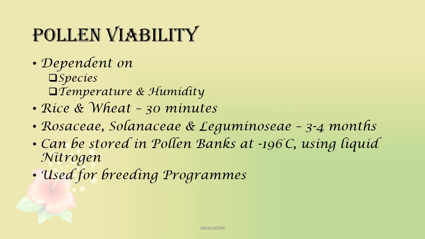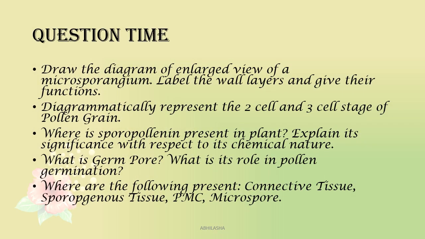Finally, the viability or the life of pollen. It is dependent on the species and on the temperature and humidity of the area in which the pollen is present. Now we can see in rice and wheat, the pollen viability is only 30 minutes, but for plants of families Rosaceae, Solanaceae and Leguminosae, the viability is 3 to 4 months. But the pollen can be stored in pollen banks at minus 196 degrees Celsius using liquid nitrogen, like we make sperm banks or seed banks for later use. Now these pollen which are stored in pollen banks can be used for breeding programs.